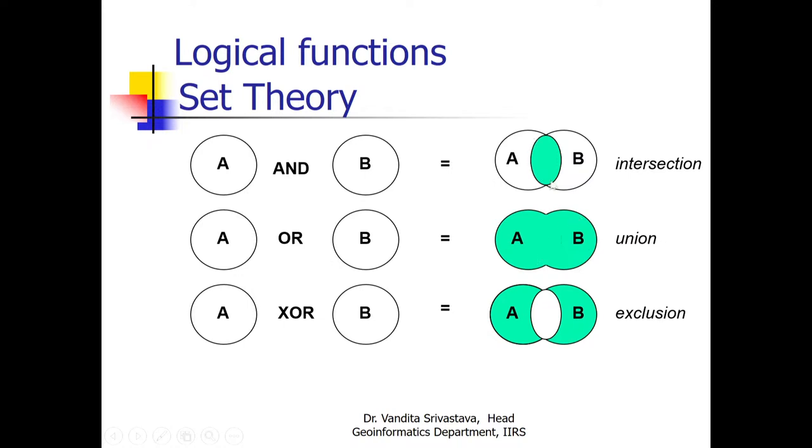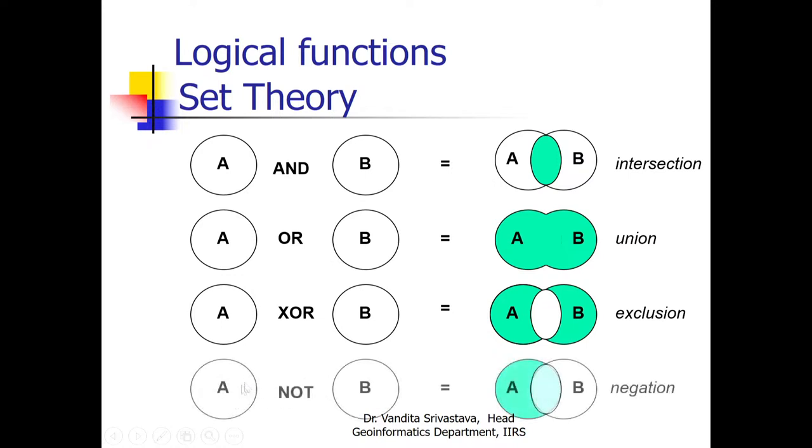The AND part is minus from the union. So if you say union minus intersection, you get exclusive OR. And finally, A not B, A should be true but not B. So if I say A not B, it is like this. If I said B not A, it will be like here.